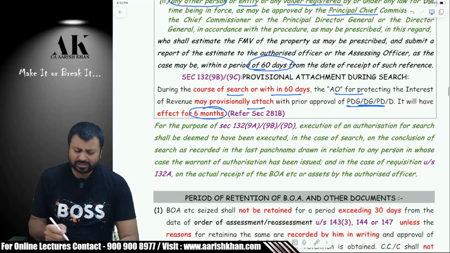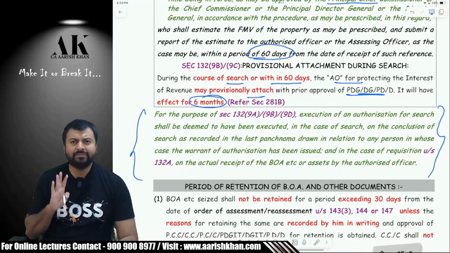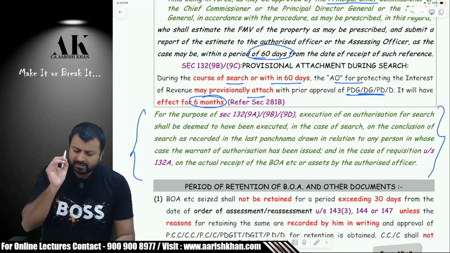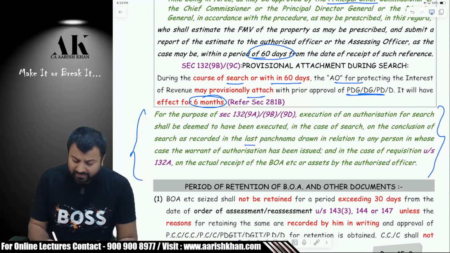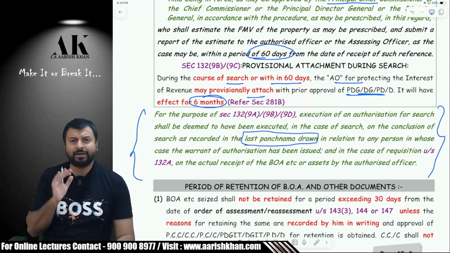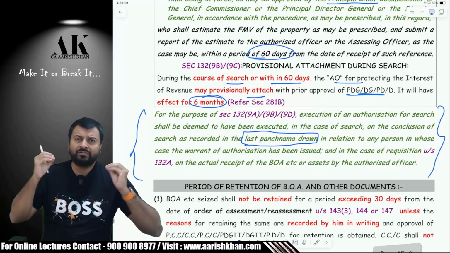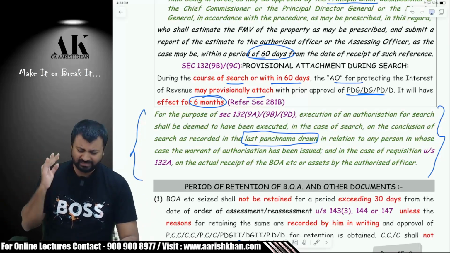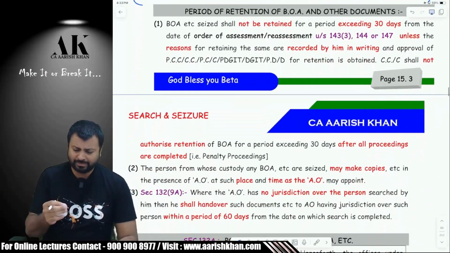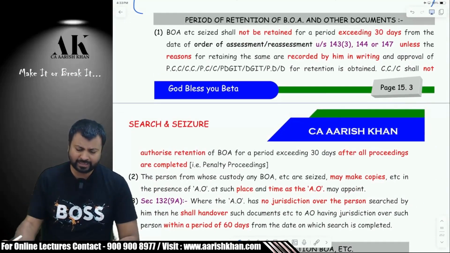Now this is a very small clarificatory amendment on which date it can be said that the search is completed. The search is said to be completed on the date on which the last panchnama is drawn by the department. So when the department makes a panchnama, that day is called the day of completion of the search. Okay. Nothing great is there, not a very important amendment. Let's move on to the next paragraph.